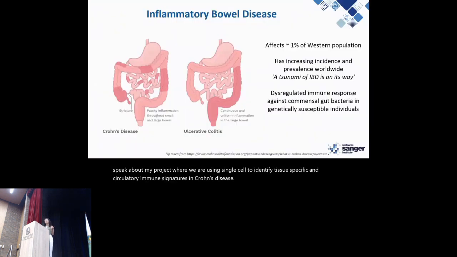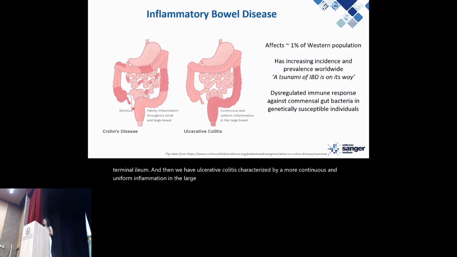So our lab is interested in IBD, which is a chronic, typically progressive and debilitating condition of the gastrointestinal tract. The main subtypes are Crohn's disease, characterized by patchy inflammation throughout the small and large bowel, typically occurring in the terminal ileum. And then we have ulcerative colitis, characterized by a more continuous and uniform inflammation in the large bowel.